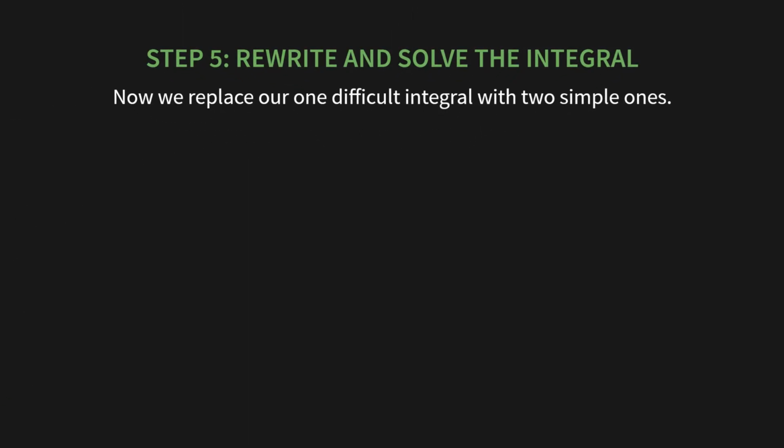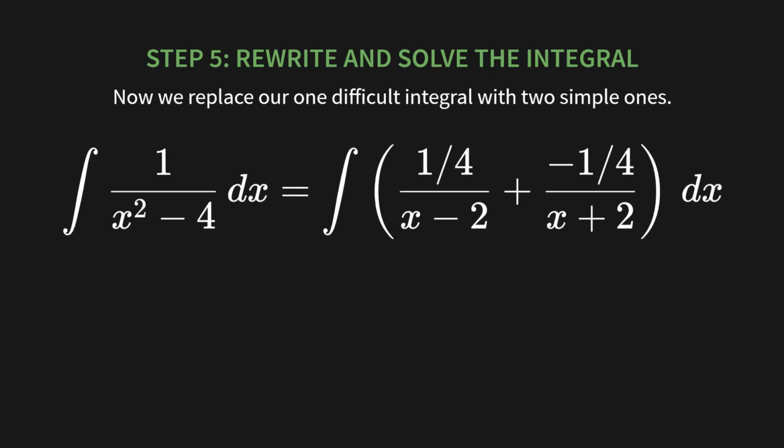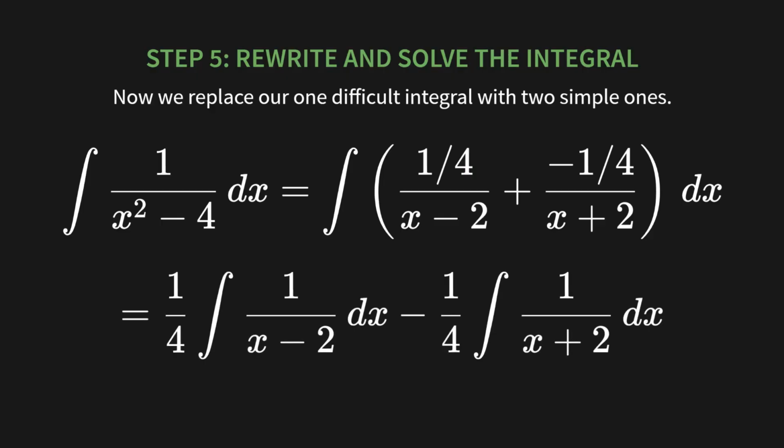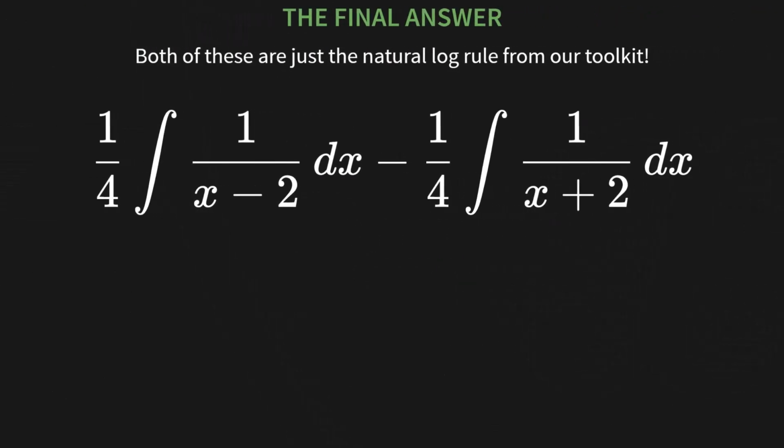Step 5. Rewrite and solve the integral. This is the payoff. Now we replace our one difficult integral with two simple ones. The integral of 1 over x squared minus 4 dx becomes the integral of (1/4 over x minus 2 plus -1/4 over x plus 2) dx. Let's pull out those constants. That equals 1/4 times the integral of 1 over x minus 2 dx minus 1/4 times the integral of 1 over x plus 2 dx. And what's the final answer?